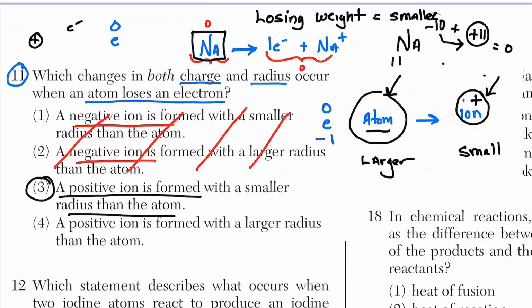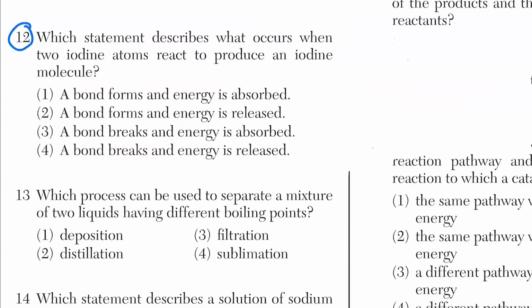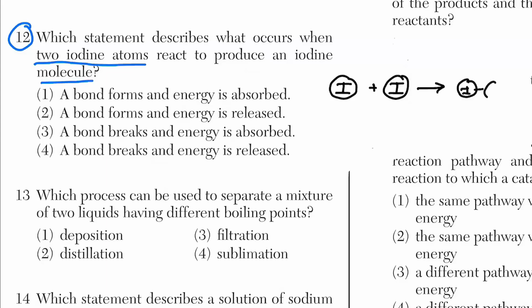On to number 12. Which statement describes what occurs when two iodine atoms react to produce an iodine molecule? So atoms are coming together to produce a molecule. So what does that look like? We have an iodine atom plus another iodine atom come together, and they make an iodine atom that's bonded to another iodine atom. Forgive me for the bad art.